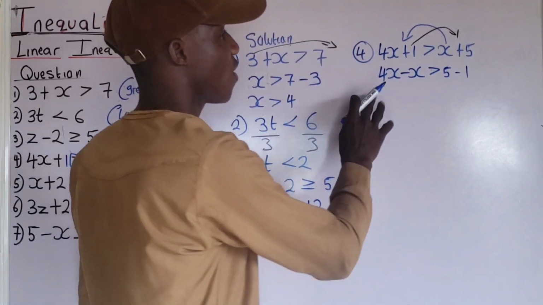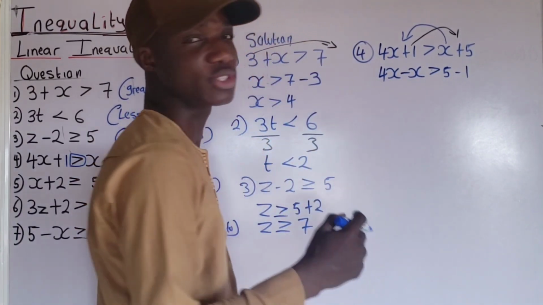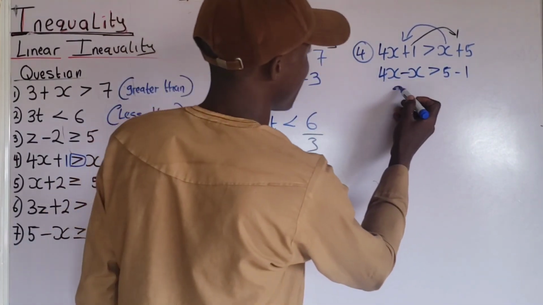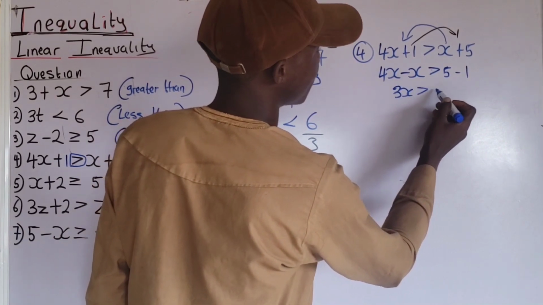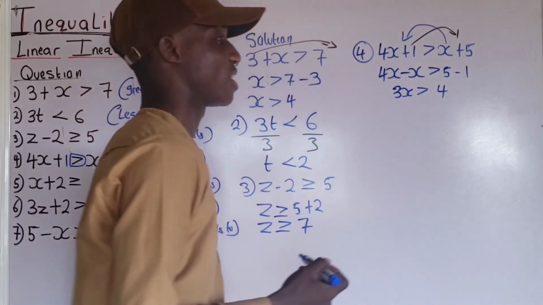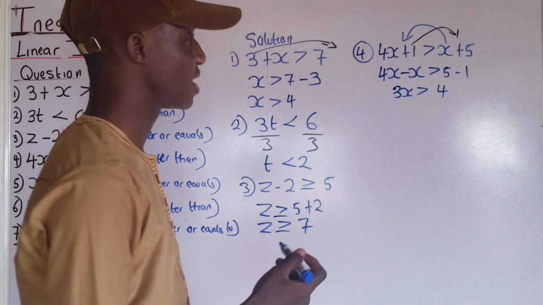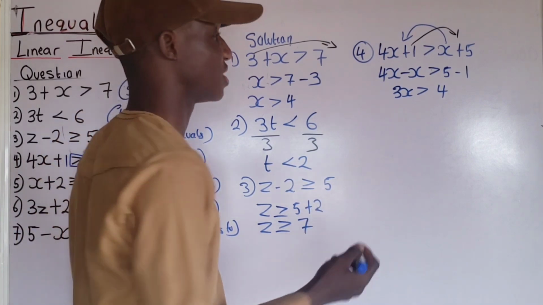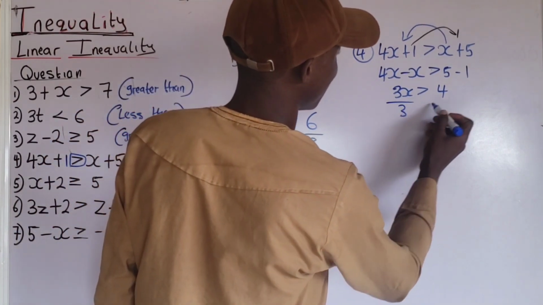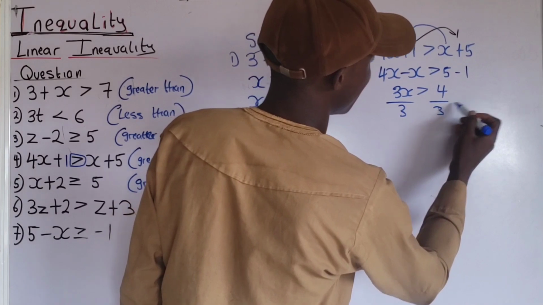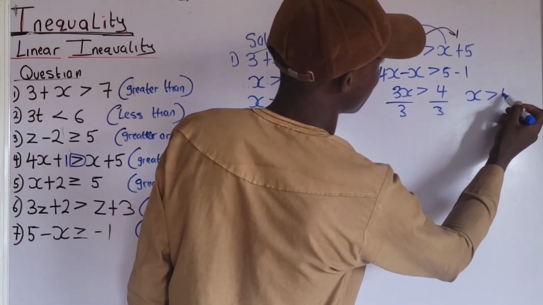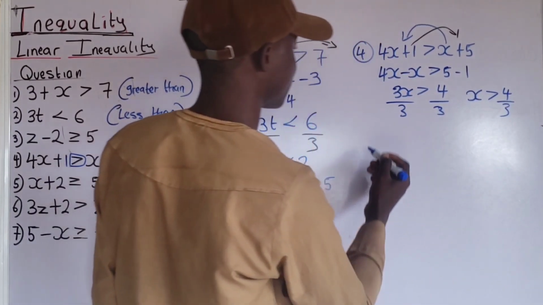Okay. So 4x minus x will give us 3x. So I'm going to have 3x is greater than 4. Don't forget we are looking for x. We are asked to determine the range of x. So I'm going to have this divided by 3 and this divided by 3. So here x is greater than 4 over 3. That is the answer.